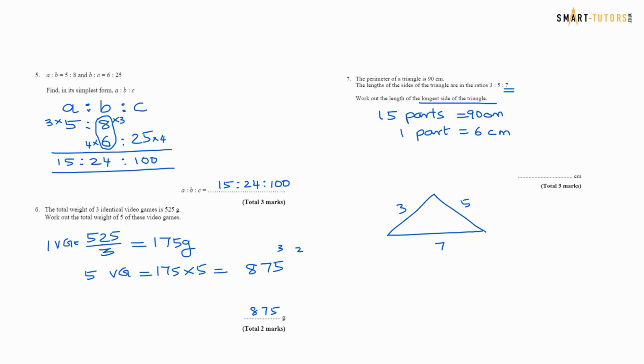Longest side is a 7 portion. So 7 parts equal 7 times 6 is 42. So 42 centimeter. So here 42 centimeter.